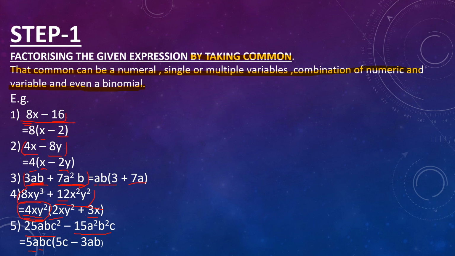Children, whenever we take variables common, we always take the least power as common. C square, C, so take C common. So our total common part is 5abc. So in the first place we are left with 5c, and in the second place we are left with 3ab.